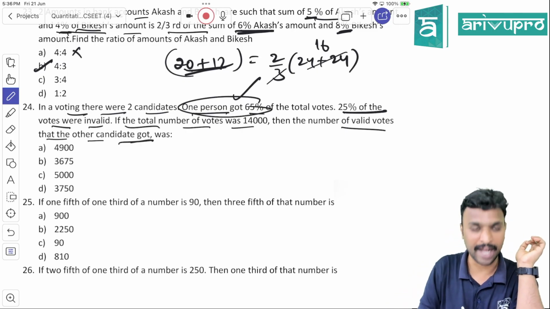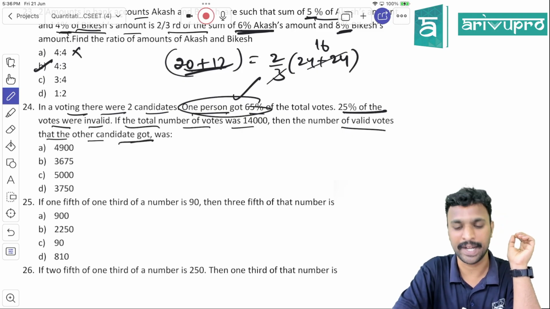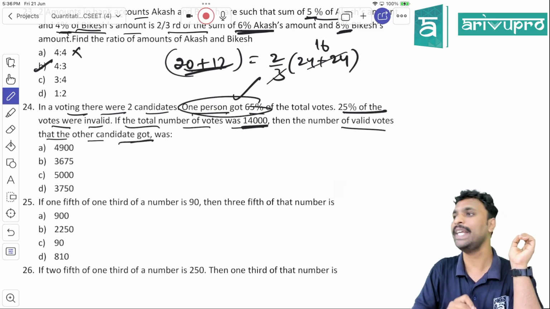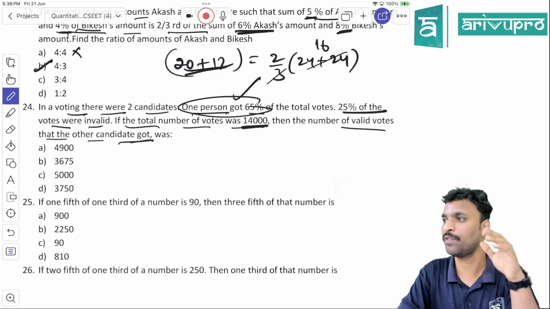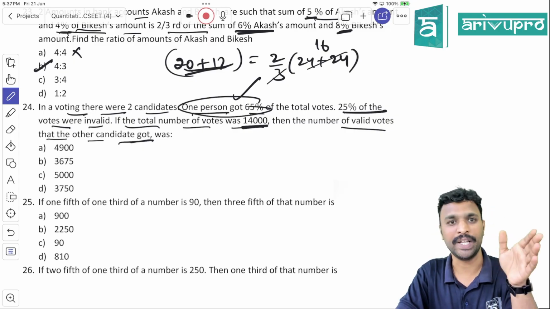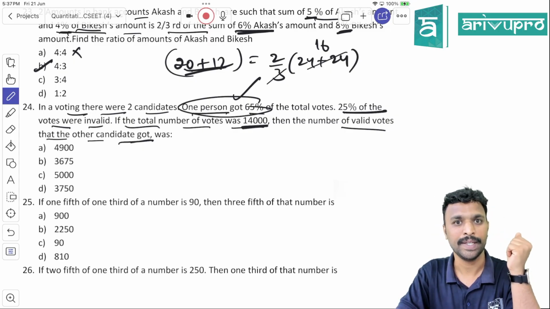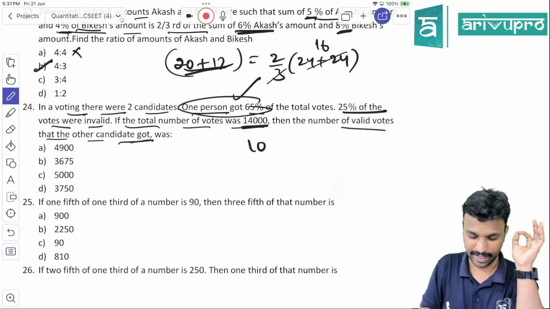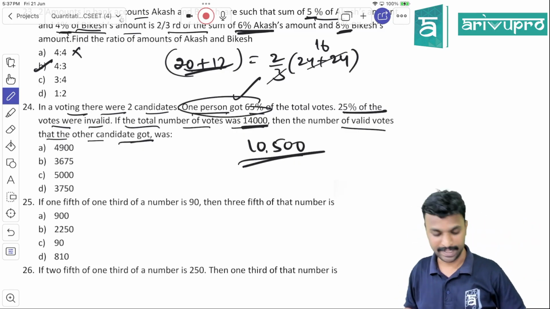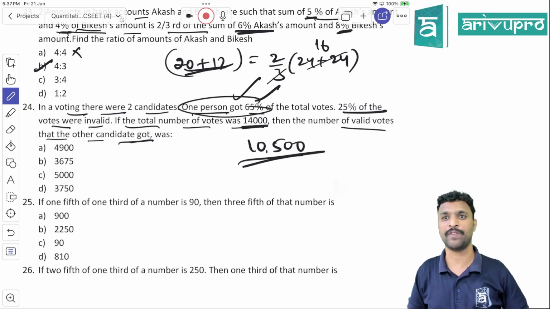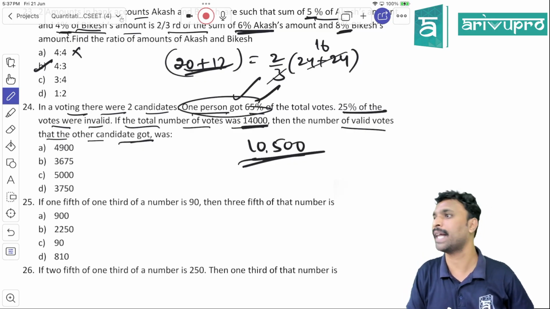They're asking for the other candidate, it means the second candidate. Now tell me, of 14,000, valid votes are how much? 3/4. 3/4 of 14,000. First of all, find 1/4. Half of 14,000 is 7,000. Half of 7,000 is 3,500. Now 3/4 means 10,500. Valid votes are 10,500. Now of this 10,500, 65% is obtained by this fellow and 35% is obtained by the other fellow.